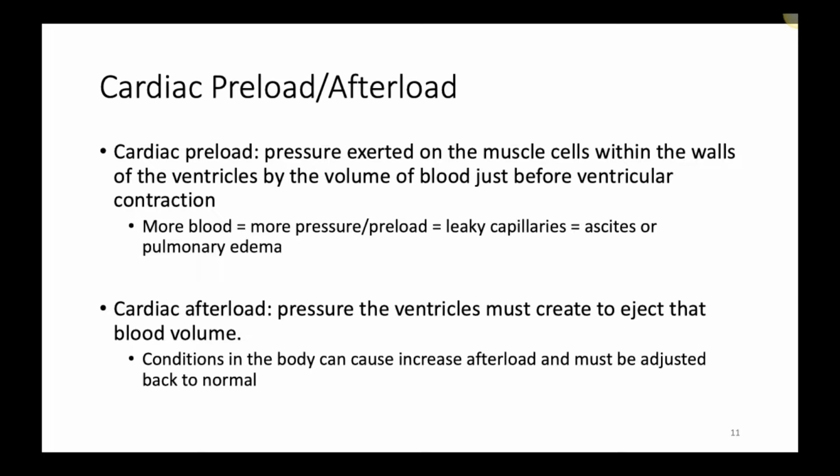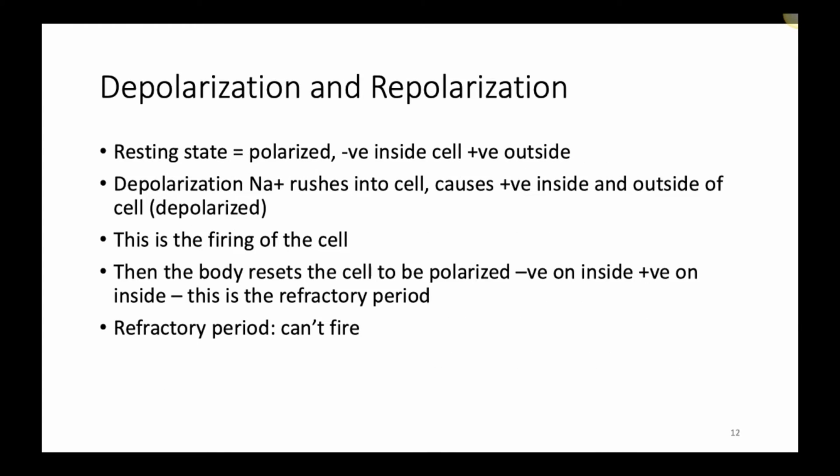Then we have cardiac preload and afterload. Cardiac preload is the pressure exerted on the muscle cells within the walls of the ventricles by the volume of blood just before ventricular contraction. More blood equals more pressure, or preload, often equals leaky capillaries, ascites, or pulmonary edema. So ascites is, of course, fluid accumulating, typically in the abdomen, and pulmonary edema is fluid in the lungs. Cardiac afterload is the pressure the ventricles must create to eject that blood volume. Conditions in the body can cause an increase in afterload, and they have to be adjusted to get back to normal.